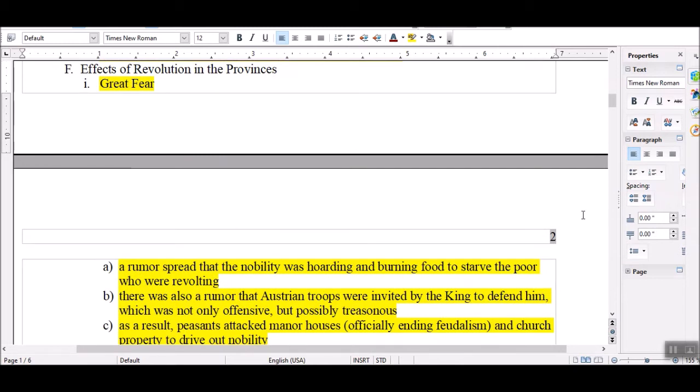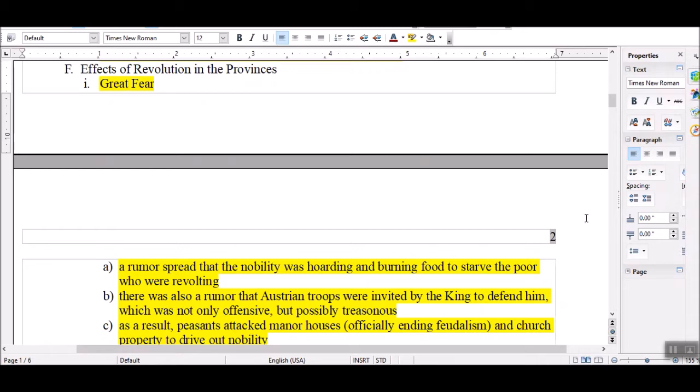So, this term, the Great Fear, is unfortunately likely to confuse you later on down the road. We will be discussing the Great Terror, and those things can get kind of confusing. So try and remember the Great Fear is very early on in the Revolution.